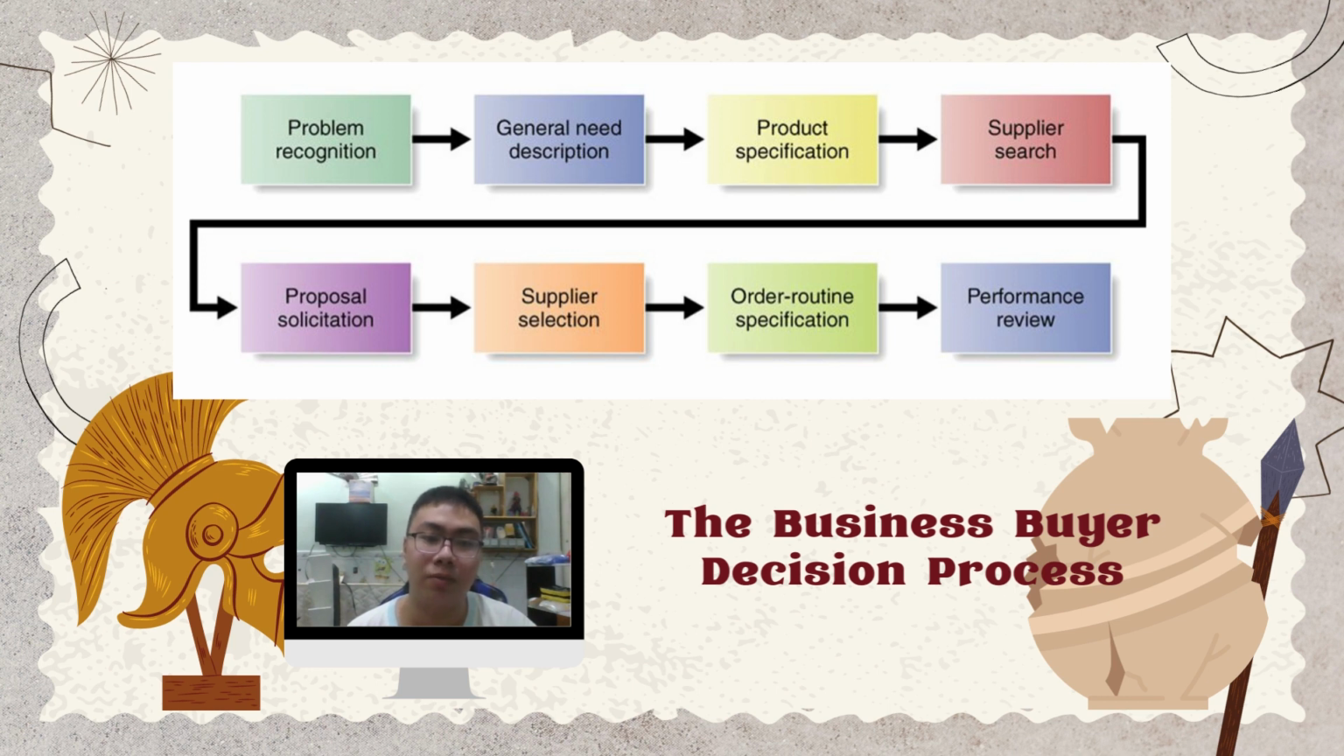First one is problem recognition. Next is general need description, product specification, supplier search, proposal solicitation, supplier selection, order-routine specification, and performance review. Overall, this is a simple view of the eight stages of the business buying process. However, the real process is much more complex than this. Straight rebuy, modified rebuy, and new task buying situations have unique requirements.